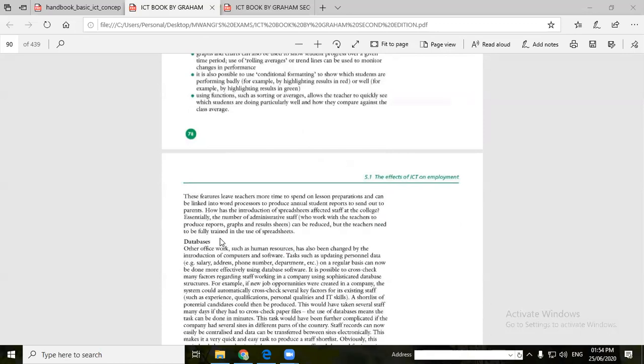Now, I don't need to go and start calculating all this manually, one by one, and this will spare me time to attend to my lessons. And by linking into a word processor, I can produce annual student reports to be sent out to parents.